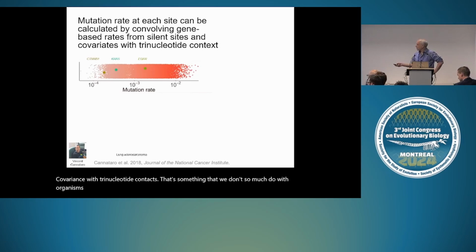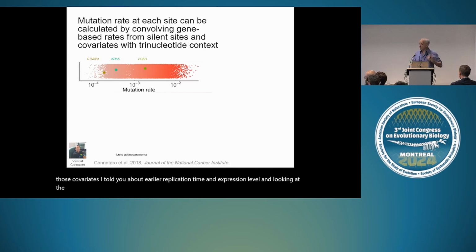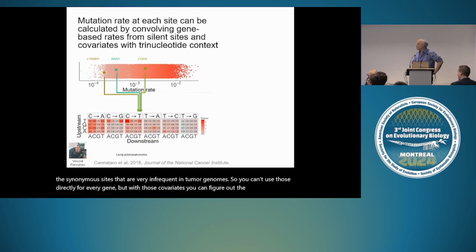So basically, we can figure out every gene for how likely it is to mutate by looking at those covariates I told you about earlier, replication time and expression level, and looking at the synonymous sites that are very infrequent in tumor genomes. So you can't use those directly for every gene, but with those covariates, you can figure out the rates for every gene.